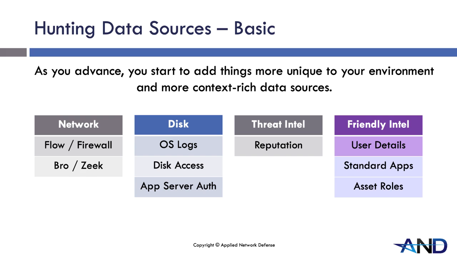As you progress from the bare minimum into a more basic level of hunting, you'll see that you start to add things to your environment that add more context-rich data sources. And we see all of the same things from the previous slide on here with the addition of a few extra things. One of those on the network side is the addition of something like Bro or Zeek logs, obviously formerly known as Bro, now called Zeek, gives you a slimmed down version of a packet capture.